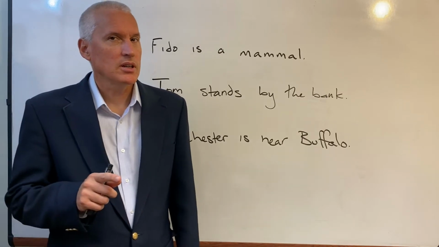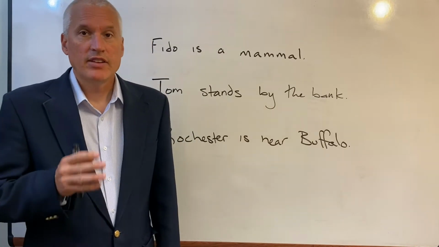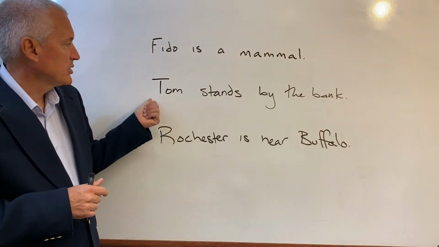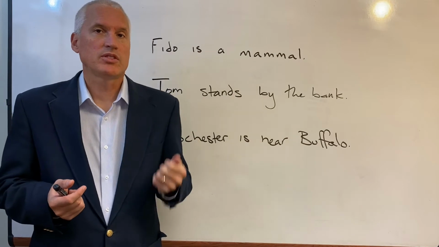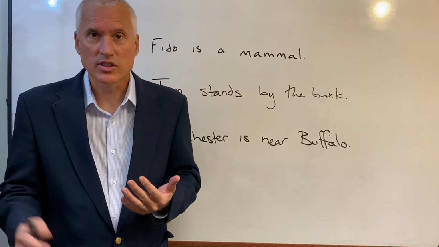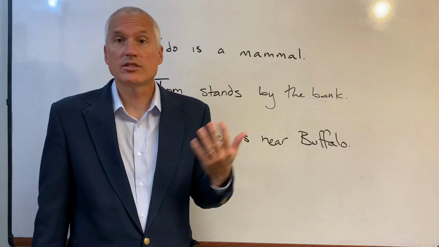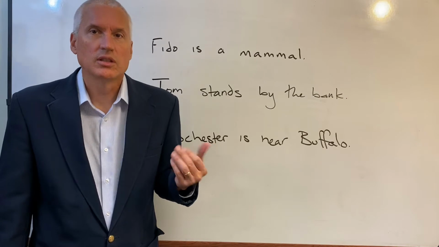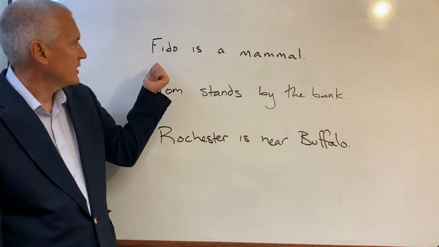Now remember the examples that we used for vague or ambiguous sentences. For an ambiguous sentence, we used the example of Tom stands by the bank. And the problem there was that bank could mean financial institution or the side of the river. Our example of a vague sentence was Rochester is near Buffalo. And the difficulty there is, how close is near? That was our problem. But some of you asked me, what about a sentence like this?